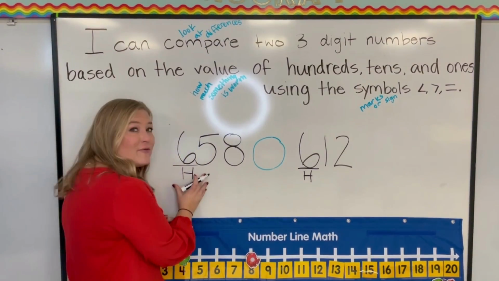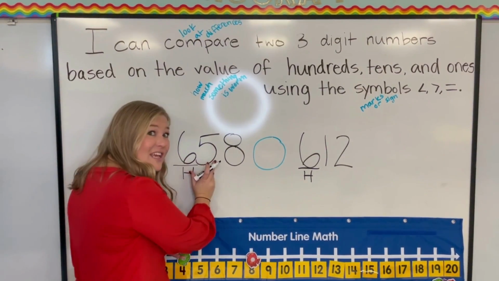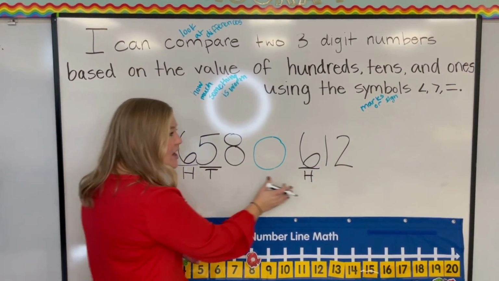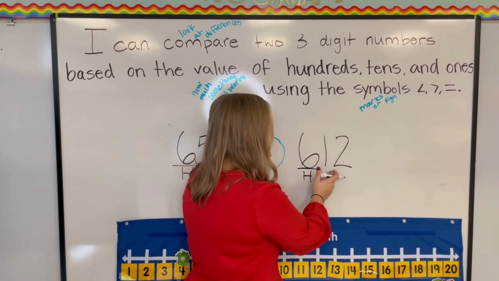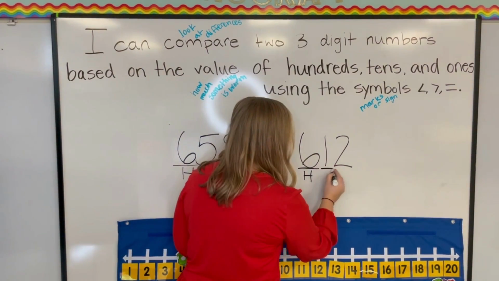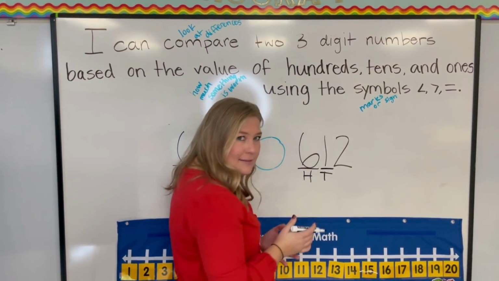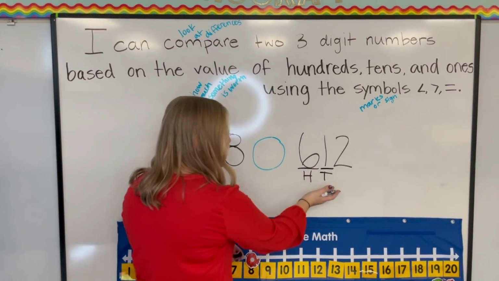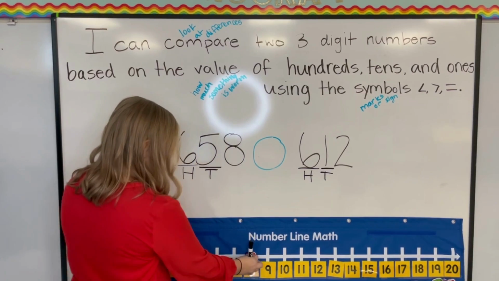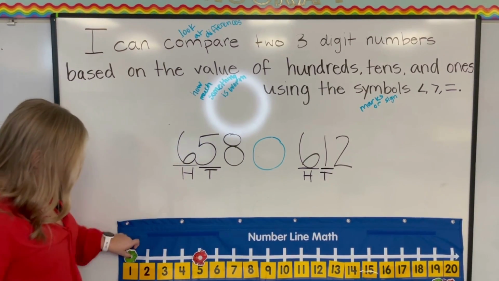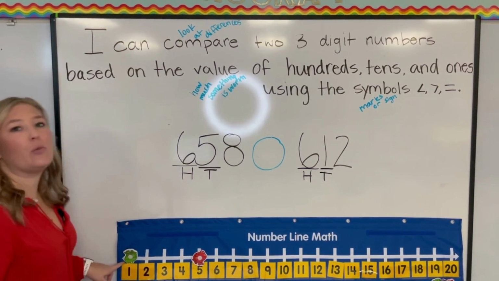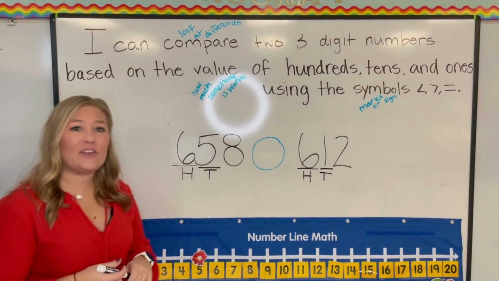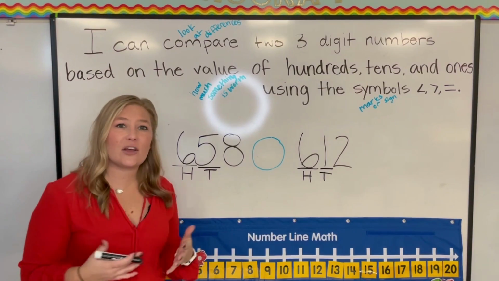So I come back to my first number and I hear 650. 50 I know is 5 tens. And then I come over here, 610. 10 is 1 ten. And so I know that I have a 5 in the tens place and a 1 in the tens place. Well, when we look at our number line, is 5 bigger than 1? You're right, it is. So I know that 658 is bigger than 612.